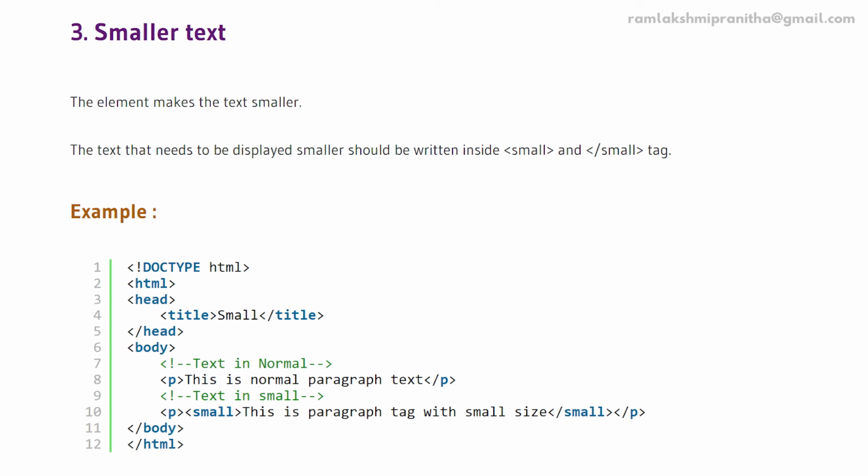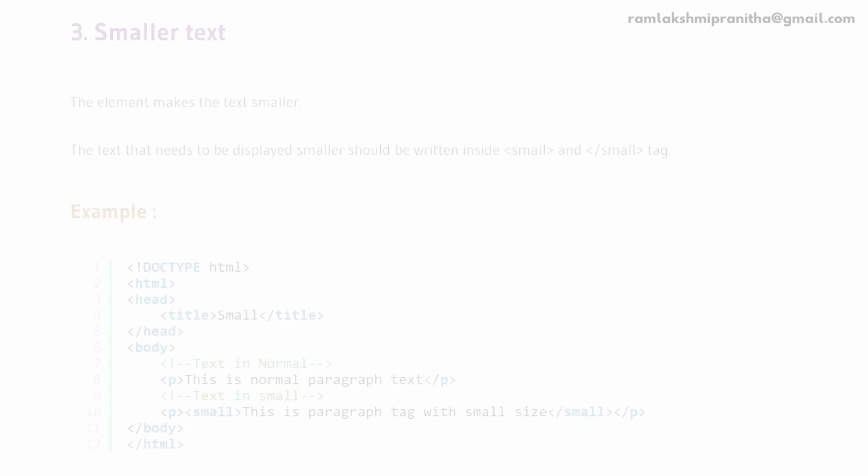3. Smaller text. The small element makes the text smaller. The text that needs to be displayed smaller should be written inside the small and /small tag. In this above example we have implemented the small tags, and a normal paragraph tag. We can see the difference in the output.